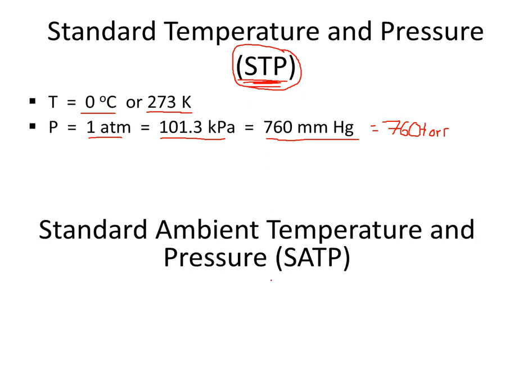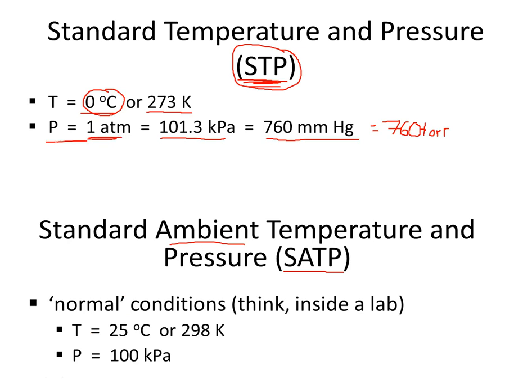So we also have this other standard reference point of conditions called SATP, standard ambient temperature and pressure. This is more likely the conditions that an experiment would be carried out at in the lab. Instead of being at 0 degrees Celsius, an average temperature for a lab might be 25 degrees Celsius. And instead of being at sea level with an entire atmosphere above you, you're probably somewhat above sea level, so the pressure will be a little bit less than 1 atmosphere or 101.3 kPa.